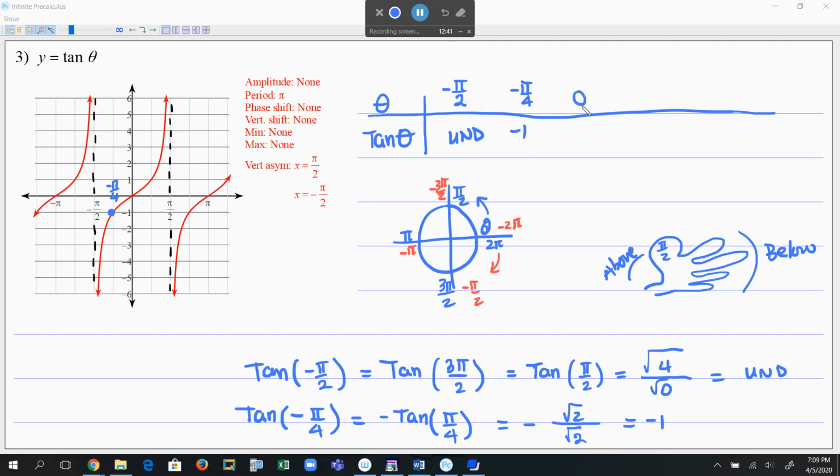And then tangent of 0 will be 0. And then tangent of pi over 4 will give us 1. And tangent of pi over 2 will be undefined. Okay. So that's how we get the graph. Now you can look at the graph of tangent. The graph is increasing. Okay, so let's move on to the next one.